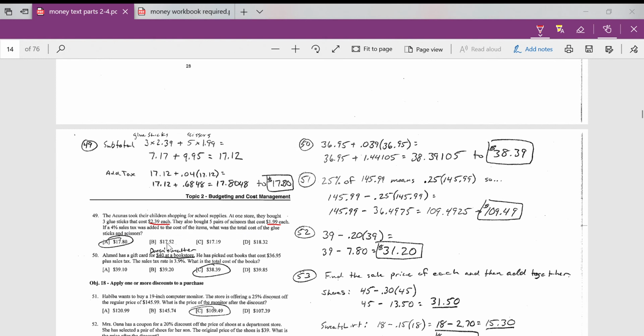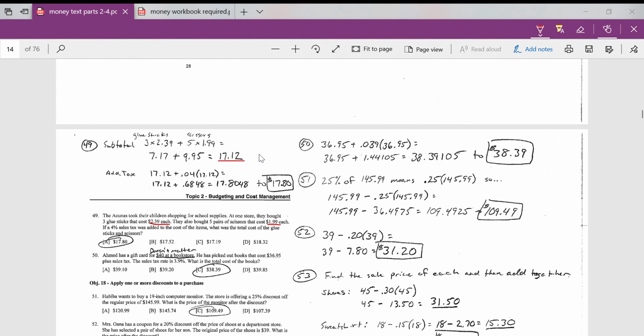Okay, so the first step we got to do is find the actual regular price of the items. So the glue sticks, the key here is they bought 3 of them at $2.39. So 3 times $2.39, those cost $7.17. The scissors were $1.99 each, but they bought 5 of them. So 5 times $1.99 is $9.95. So now we add those two together, $7.17 and $9.95 is $17.12. So that is the regular amount they have to pay.